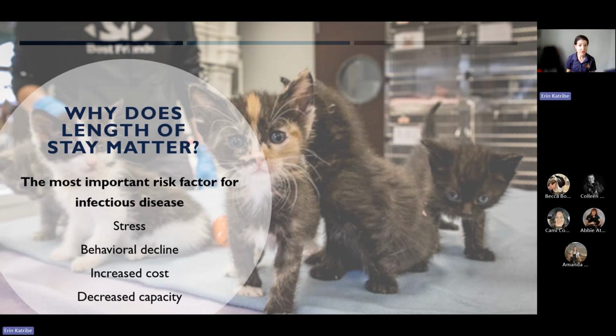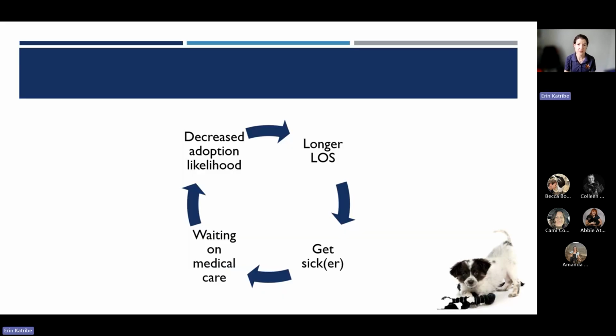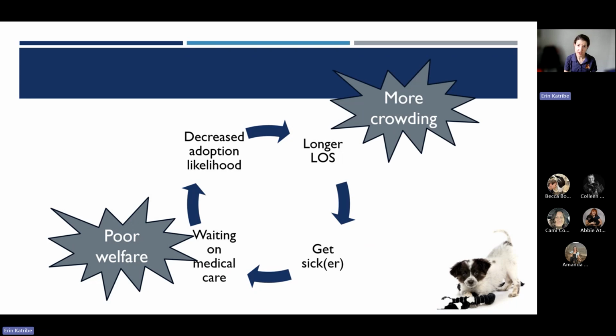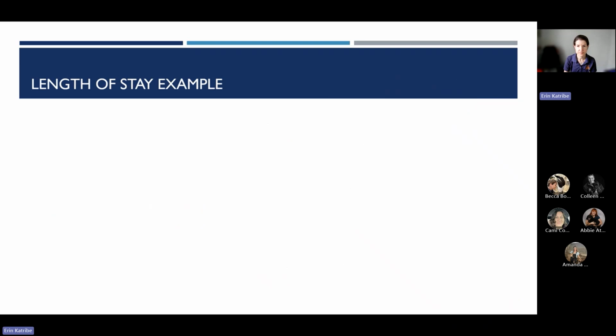We also know the longer they stay, the more stressed they get. They have the potential for behavioral decline. The longer they stay, there's the increased cost to care for them and a decreased ability to save lives over time as they are taking up that housing unit. And so what we see, unfortunately, is this vicious cycle where they stay longer. They end up getting, if they're not sick already, they get sick. They have to wait on medical care. They're less likely to get adopted. And then we go around again, right? They stay even longer and they get sicker, and around and around and around. And the whole while they have poor welfare, and it results in more crowding in our shelters, right? And so that crowding then contributes to even more stress and more illness.